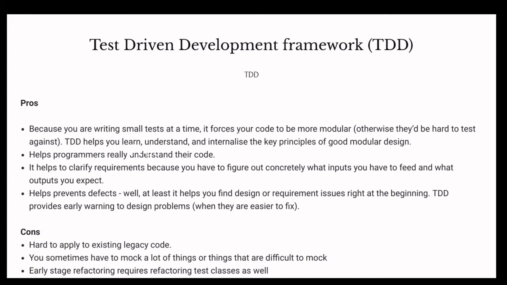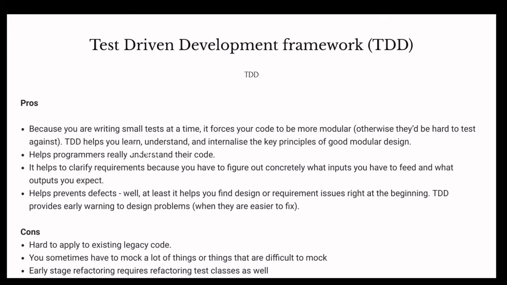It also prevents defects, as in the TDD approach, the development is done as per the scenarios. On the basis of those scenarios we are creating the application. So it identifies the defects early, which is easier to fix.